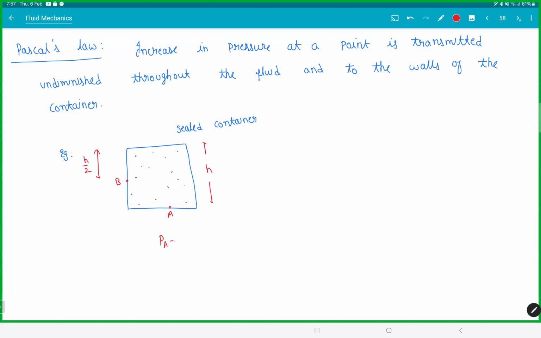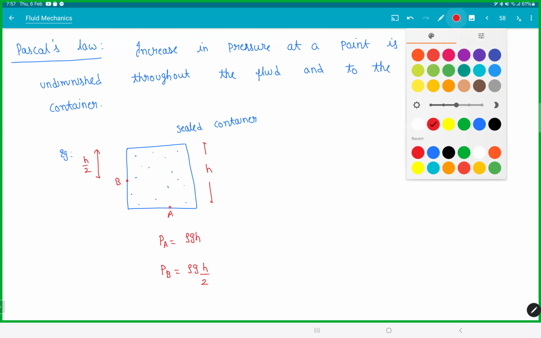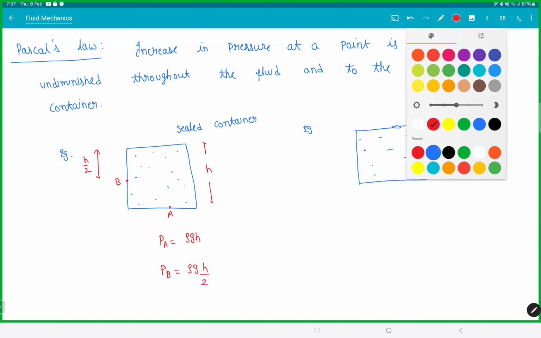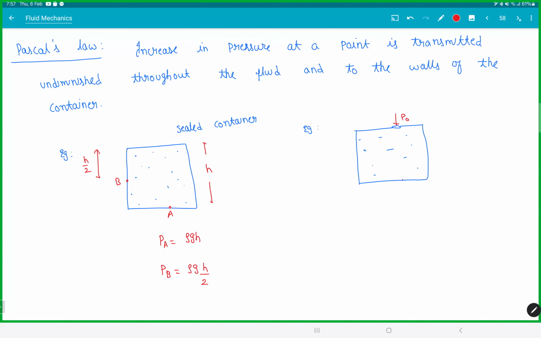You can clearly see pressure at A is rho g h. Since it is sealed, there is no atmosphere. Pressure at B was rho g h by 2. Now, all you need to do is put one small hole. In the container, if you make one hole here, the atmosphere is pushing here with P naught. Now suddenly pressure at A becomes P naught plus rho g h, meaning whatever you had initially plus this. PB also becomes P naught plus rho g h by 2. Did you see? Pressure everywhere increases by P naught.